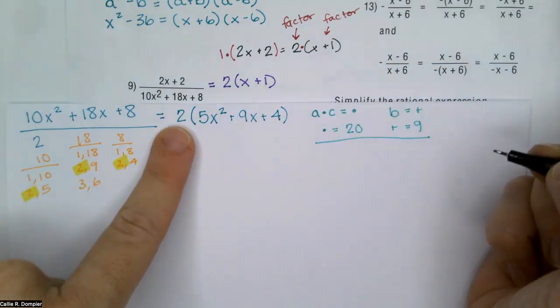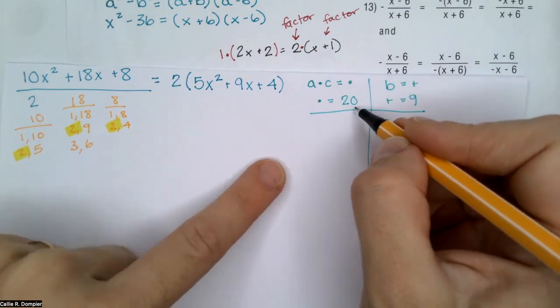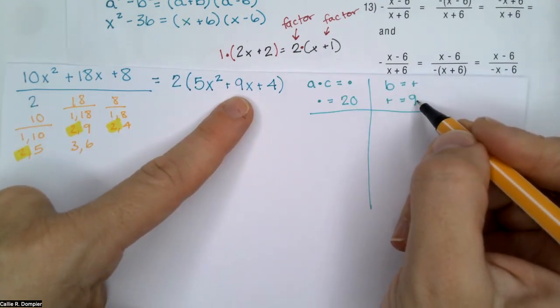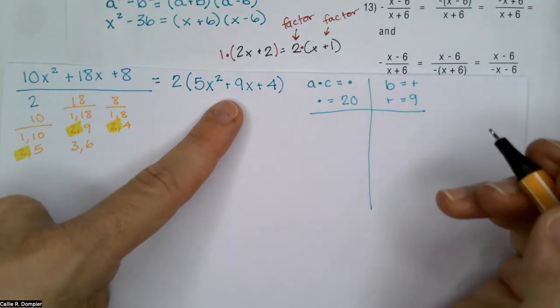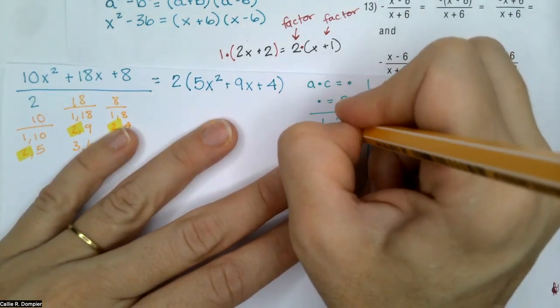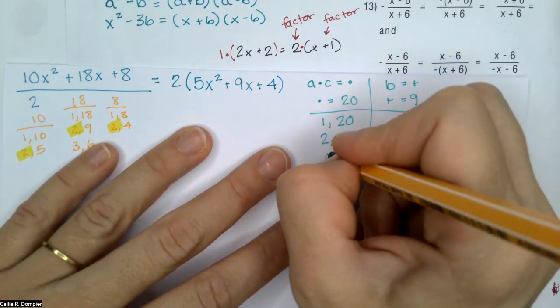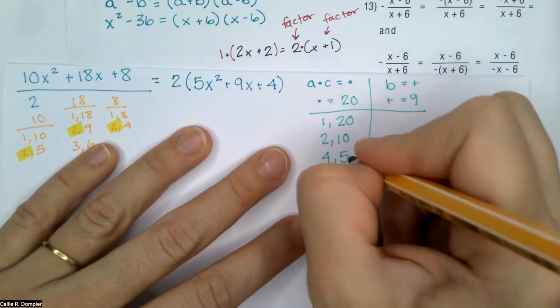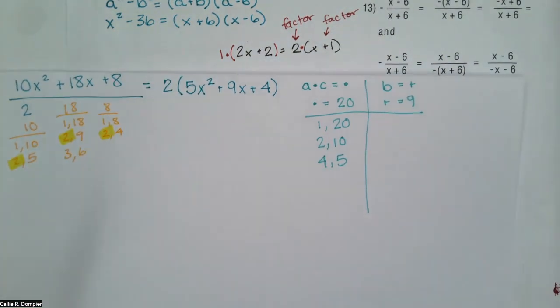It'll work if you don't take out the 2 first, but you'll just get way bigger numbers, and that's annoying. So we're only going to talk about the positive factors of 20, which are 1 and 20, 2 and 10, 4 and 5. That's all. Do any of those add up to 9? 4 and 5 add up to 9.